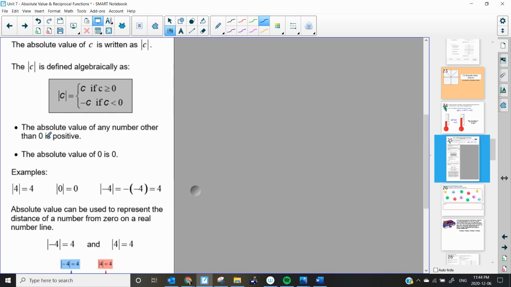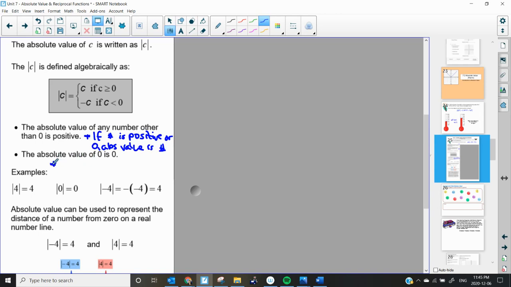Now, the absolute value of any number other than 0 is positive. So anytime that we take the absolute value of something, it's going to become positive. But a little bit more specific with that, I'm going to write this in here. If a number is positive or 0, then the absolute value is just that number.